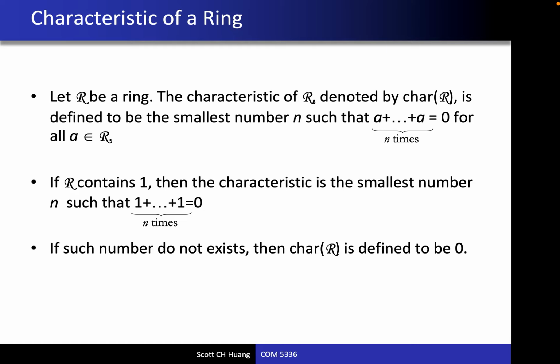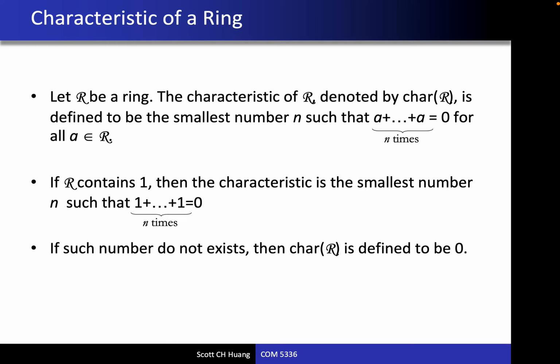If a field is finite, then we always have a characteristic. Because if it's finite, then we know that if you keep adding these elements, you can't introduce new elements, because you keep adding one to it. Otherwise, you're going to create an infinite set.